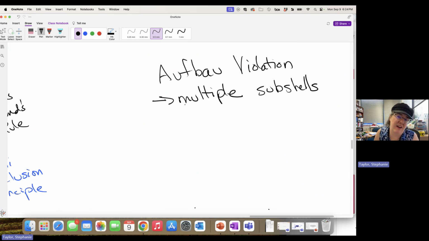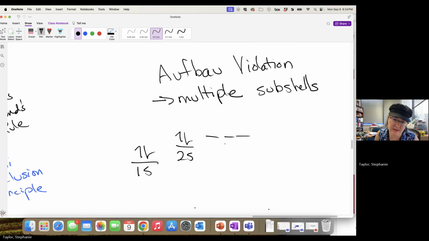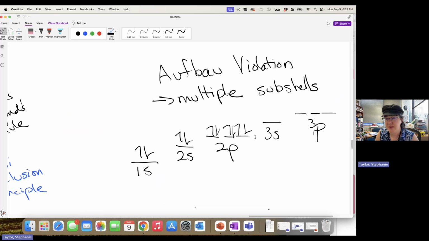Part of the game of an Aufbau violation is that Aufbau is all about 1s, 2s, 2p, and going in order and staying in order. 3s, 3p. If I want to do a violation, I could just skip it. So if I want an Aufbau violation, I could just do that and skip the 3s. And now I have an Aufbau violation.